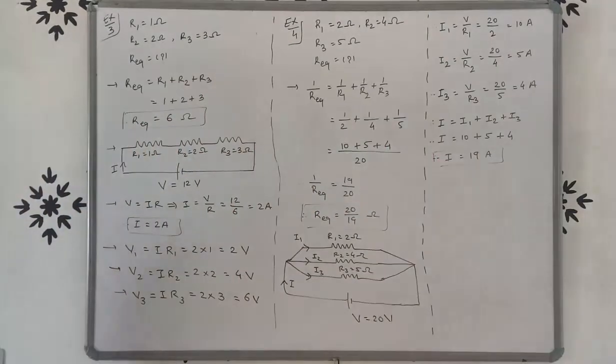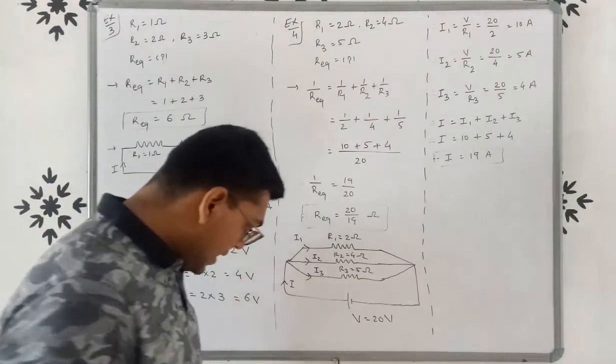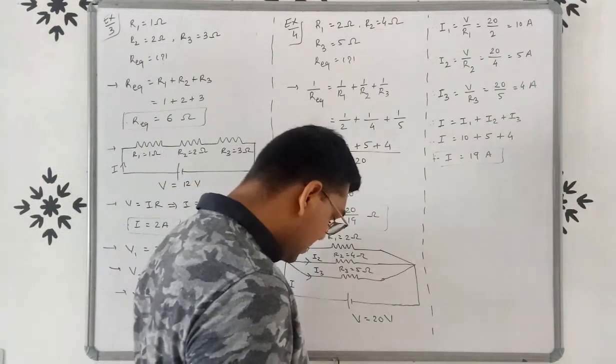Right. So these are the examples which are based on the series and parallel combination of resistors. Right. Now we move forward toward the next example, which is example number 6.